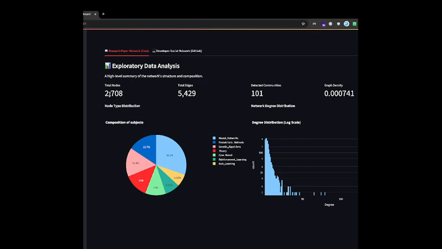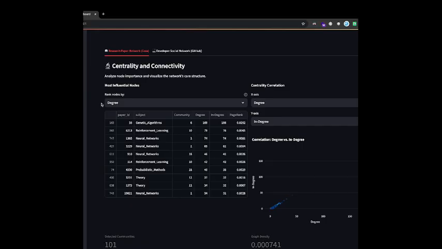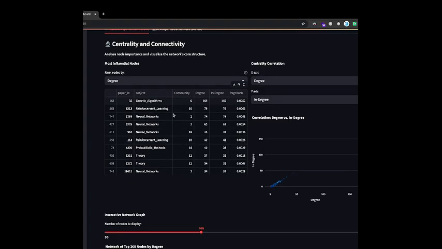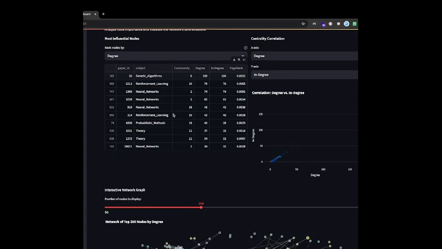Now let's move to the centrality and connectivity tab. In this Cora network, we use in-degree centrality to find the most cited paper and PageRank to find the most prestigious one. In the GitHub network, we look at degree and betweenness centrality. Here, high degree nodes are like celebrity developers, while high betweenness nodes act as a bridge between communities. We can interact with these graphs and tables.